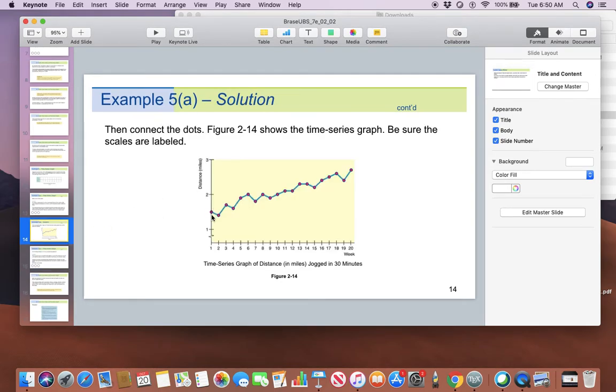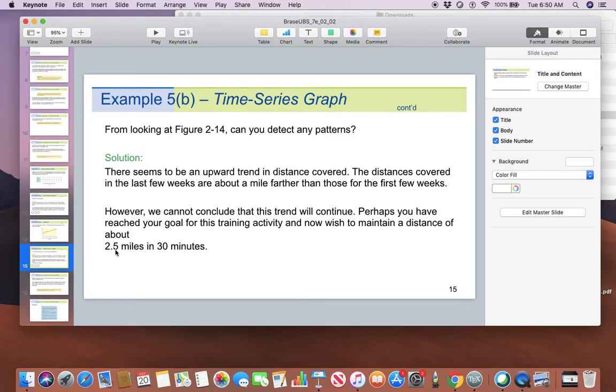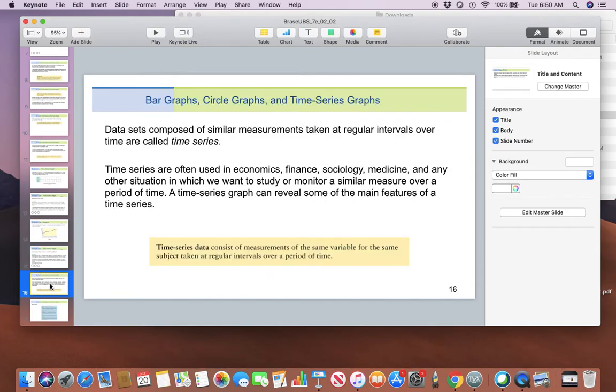So the distance you are able to cover has been steadily increasing, but we are human after all. In 30 minutes, you cannot keep increasing the distance. At some point, it will remain stable. Okay, so say maybe 2.5 miles in 30 minutes. That's all we want to keep at.